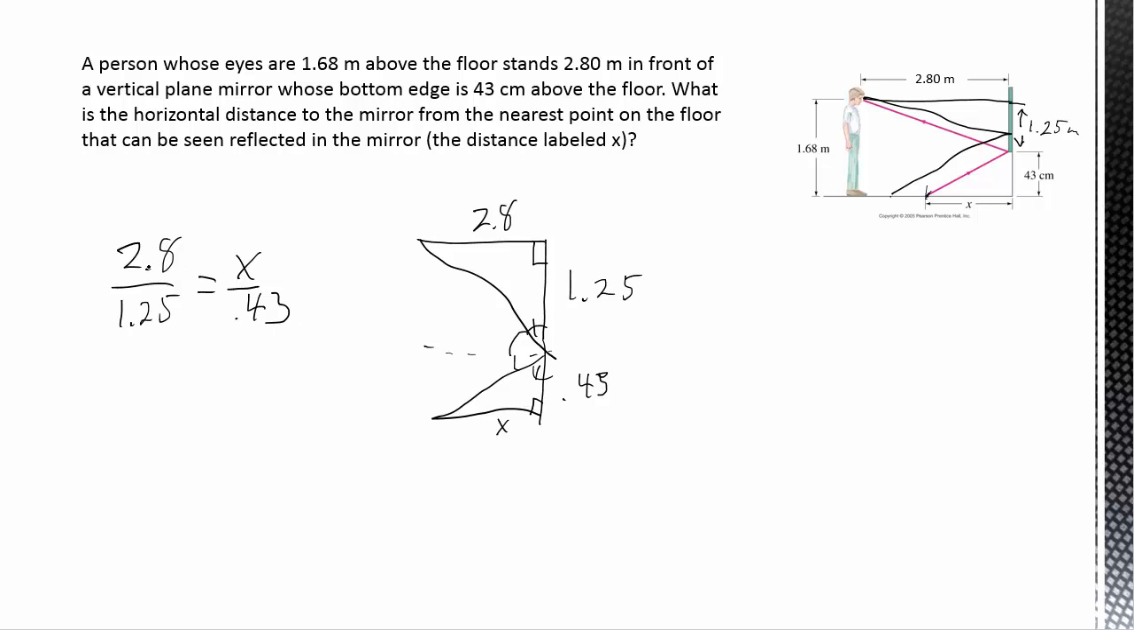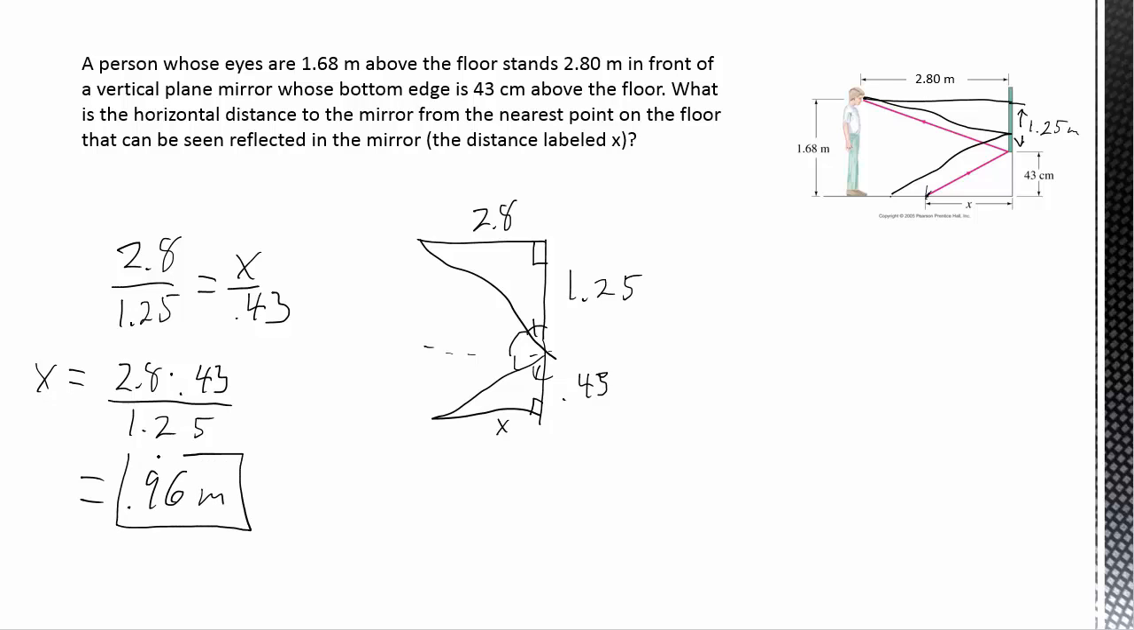So now we're going to cross multiply and divide. So x equals 2.8 times 0.43 divided by 1.25, and that gives us approximately 0.96 meters. So a little bit of geometry there. Hopefully you haven't forgotten all of your geometry.